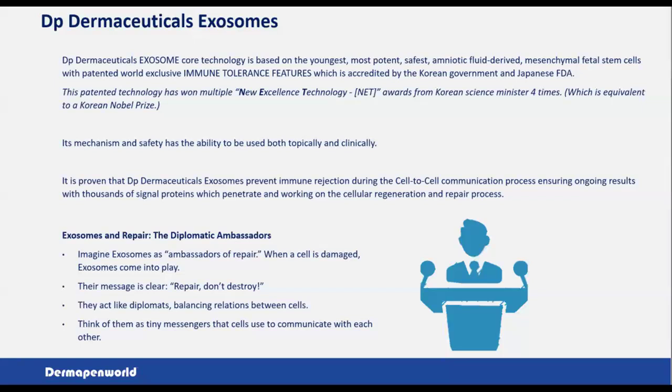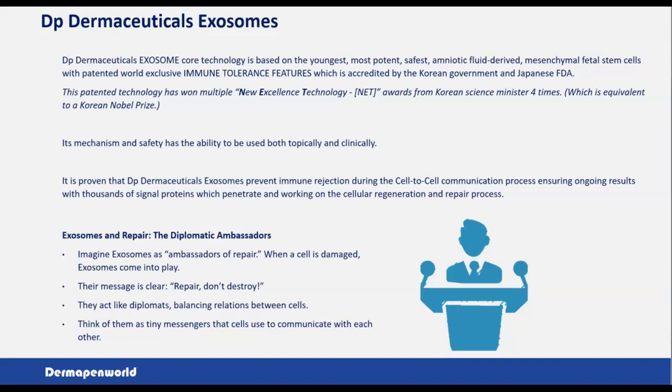The product can be used both topically and clinically, and it's been proven over 20 years of clinical data that the immune rejection during the cell-cell communication process doesn't happen. That's the bit that we're looking for, because the body can actually get to a point where it gets used to it, understands it, and it plateaus. Simplicity.